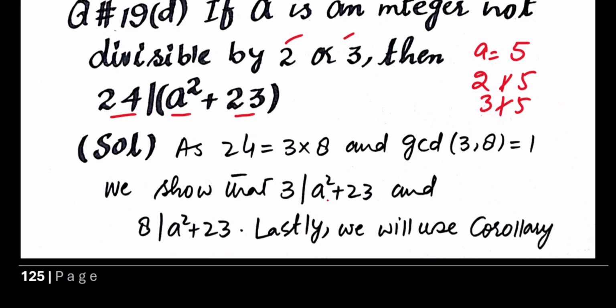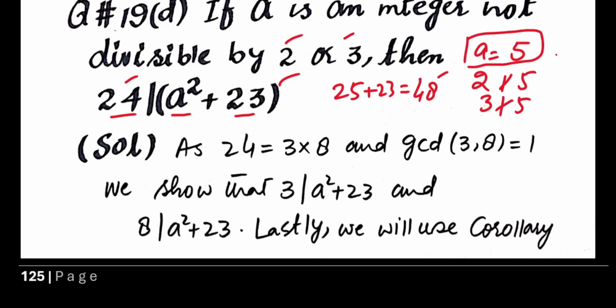You can understand this problem by this example. If you put a = 5 here, this becomes 25 + 23. The answer is 48. Clearly 48 is divisible by 24.